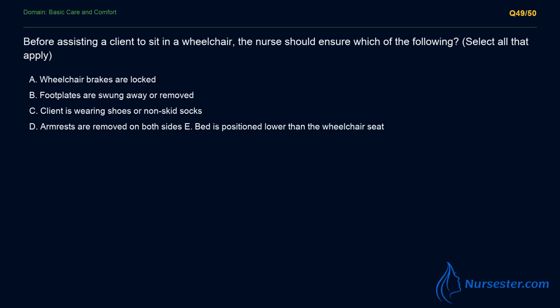Question 49. Before assisting a client to sit in a wheelchair, the nurse should ensure which of the following? Select all that apply. Option A, wheelchair brakes are locked. Option B, footplates are swung away or removed. Option C, client is wearing shoes or non-skid socks. Option D, armrests are removed on both sides. E, bed is positioned lower than the wheelchair seat.